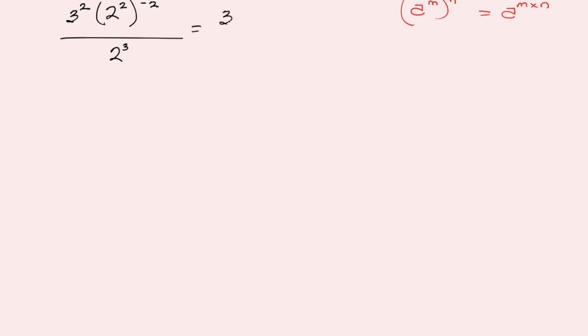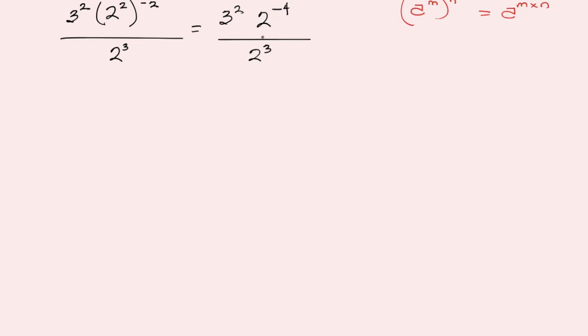So the next question we'll be solving is 3 squared times 2 squared raised to the power minus 2 over 2 raised to the power 3. So the first part I want to focus on is this part. And for this part, we'll be using the law that says that a raised to the power m raised to the power n is equal to a raised to the power m multiplied by n. And so this is going to become 3 squared times 2 raised to the power 2 multiplied by minus 2, which is equal to 2 raised to the power minus 4, over 2 raised to the power 3.